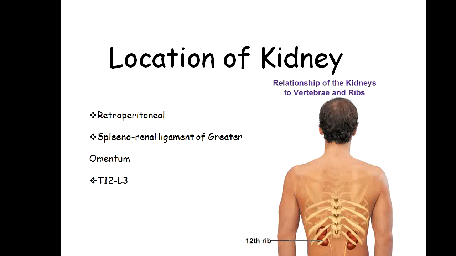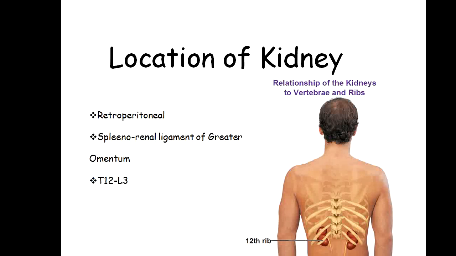You can also say that the kidney is located hypochondrically, or in the right and left hypochondric region. Hypochondric means below the diaphragm. Retroperitoneally means dorsally in the peritoneal cavity, or dorsally in the abdominal cavity. Retro means behind.